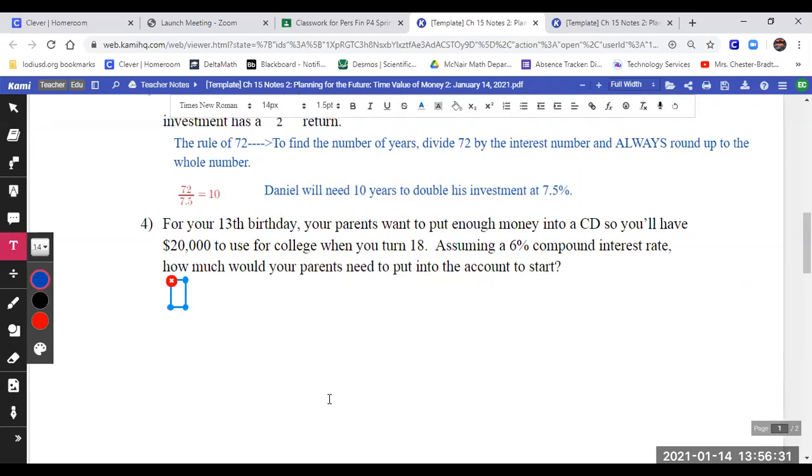And with that in mind, we need to use the present value of money to future value of money rule. So present value to future value, that's capital F.